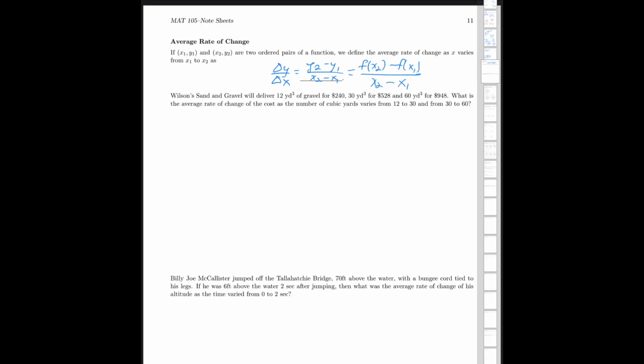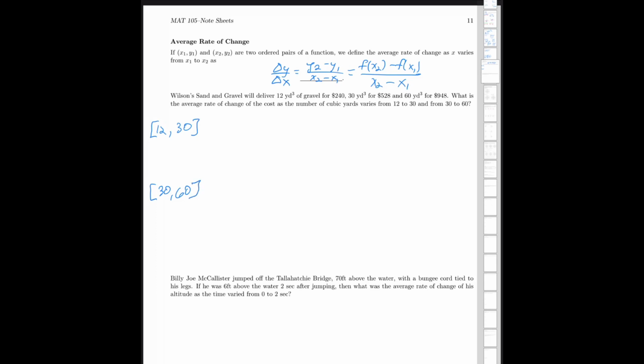So this first problem says Wilson Sand and Gravel will deliver 12 cubic yards of gravel for $240, 30 cubic yards for $528, and 60 cubic yards for $948. What is the average rate of change of the cost as the number of cubic yards varies from 12 to 30 and from 30 to 60? So if I use some interval notation here, I want to know what is the average rate of change from 12 to 30, and I also want to know the average rate of change from 30 to 60.